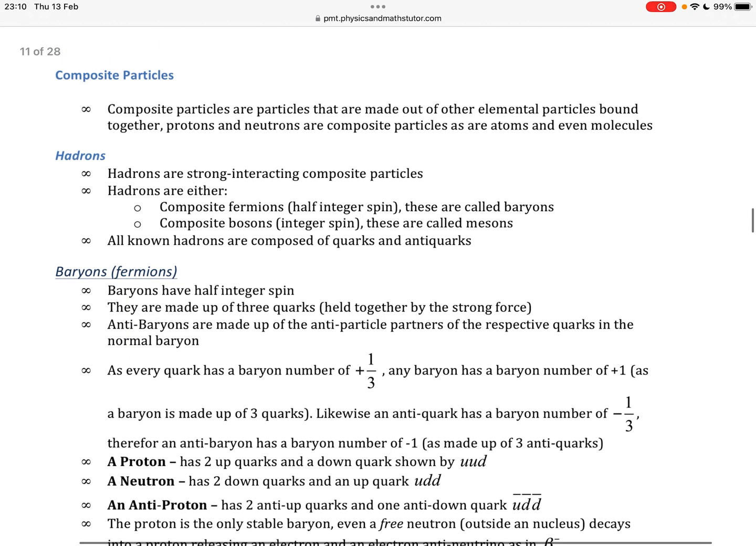Okay. What we go after and cover are the composite particles. Composite particles are made out of other elementary particles bound together. Protons and neutrons are composite particles, as are atoms and even molecules. The hadrons are strongly interacting composite particles. Hadrons are either composite fermions, which have half integer spin, called baryons, or composite bosons, integer spin, that are called mesons. All known hadrons are composed of quarks and antiquarks.